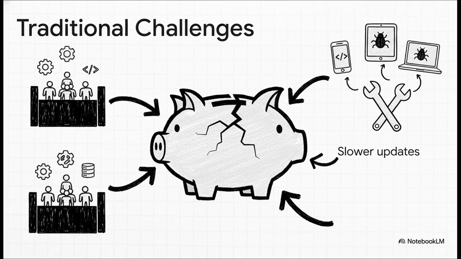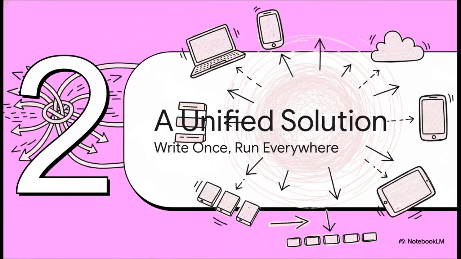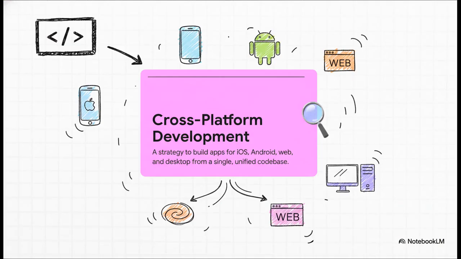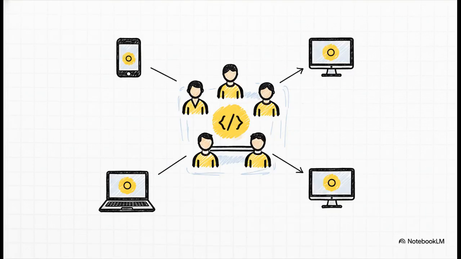So frustrating. Okay, but out of all that complexity, a really elegant solution started to emerge. And the whole idea is summed up right there in the subtitle. Write code once, run it everywhere. So what does that actually mean? Well, cross-platform development is basically a strategy where developers can write their code just one time, and that single code base can then be used to create an app that runs beautifully on iOS, on Android, on the web, you name it.